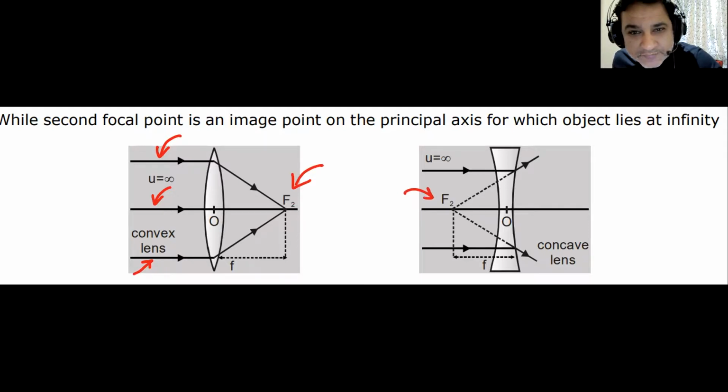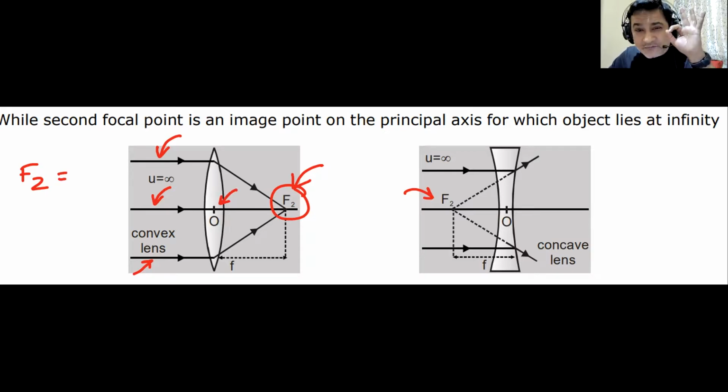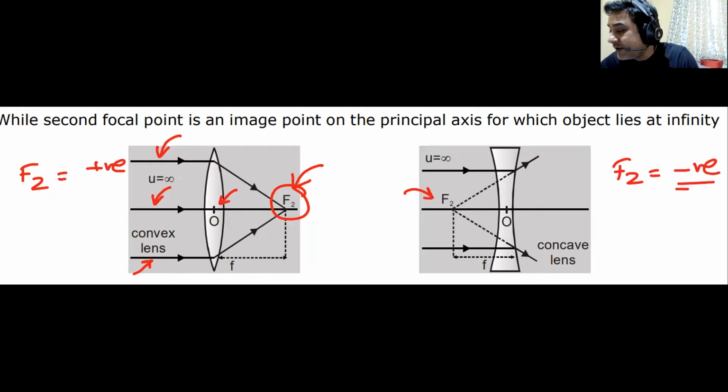Do you understand the meaning of what I'm saying? Yes, sir. Parallel rays of light will converge for a converging lens or diverge for a diverging lens from a point on the principal axis. That point, my dear friend, is known as F2, the second principal focus. Do we understand this? Yes, sir. As you can see from the sign convention, all distances are measured from the center O. F2 for a convex lens will be positive. F2 for a concave lens would be negative.